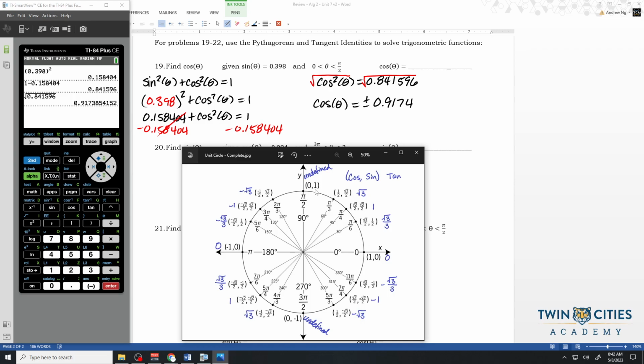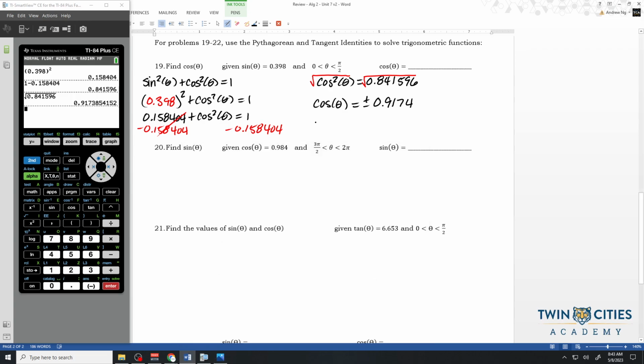Well, in between these two, all of the cosine values, these are the x values here, are positive 1/2, positive square root of 2 over 2, positive square root of 3 over 2. So this tells me that while I don't know the angle itself, I can say the cosine of this angle must be positive between 0 and pi over 2. So this will be cosine of theta is positive 0.9174.